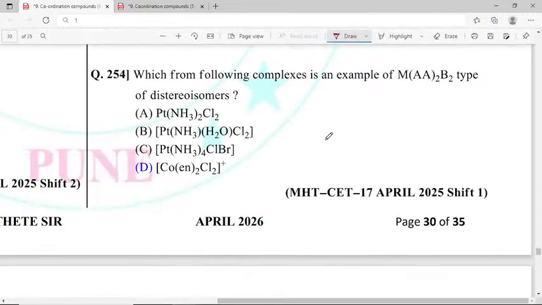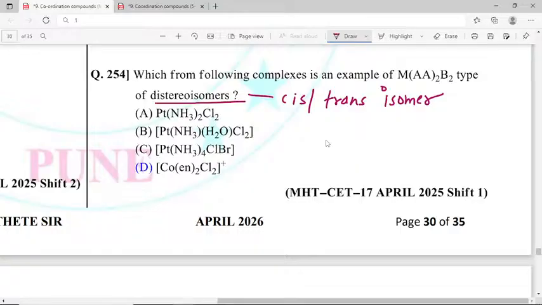Which from following complex is an example of Ma2B2 type of diastereoisomer? Diastereo stands for cis trans. Cis trans isomer. So option number D is correct.